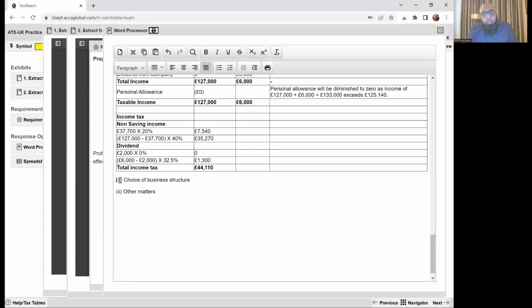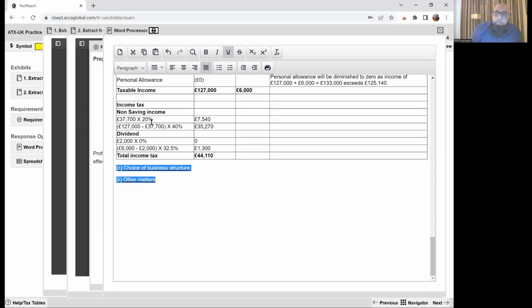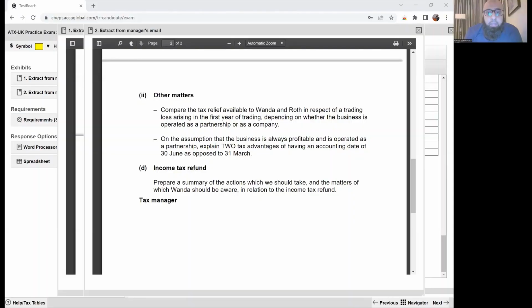So let's look at what he's saying here. Okay, so we were moving towards other matters. Let's read them. Compare the tax relief available to Vendor and Roth in respect of trading loss in the first year of trading, depending on whether the business is operated as a partnership or as a company.